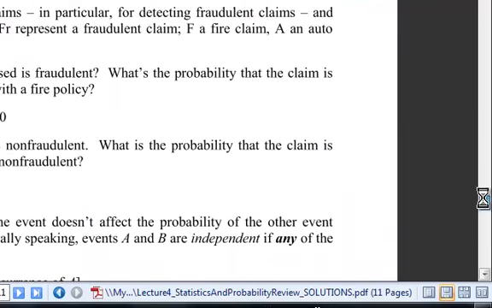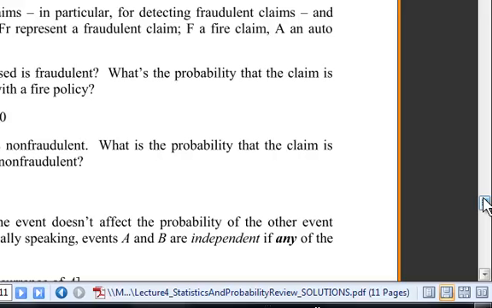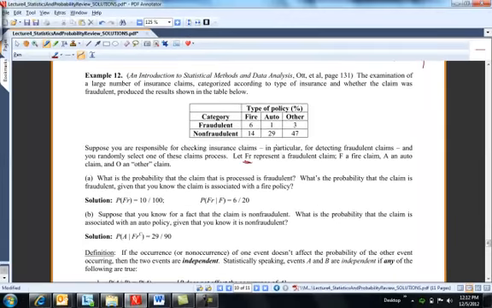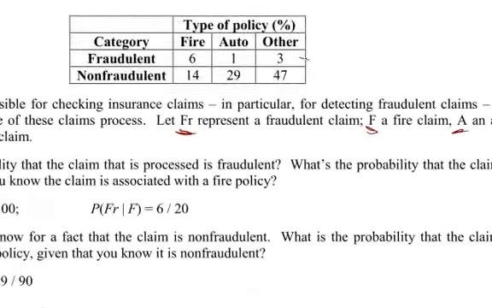Here's page 9. Here are claims to an insurance office. Out of 100 claims, some of them were fire and fraudulent, some were auto. So here's how all the 100 claims break up. I'm going to use this notation: FR for fraudulent, F for fire, A for auto. What's the probability that you're randomly choosing a claim out of this bin and you get a fraudulent claim? So there are 10 fraudulent claims out of 100, so 0.10.